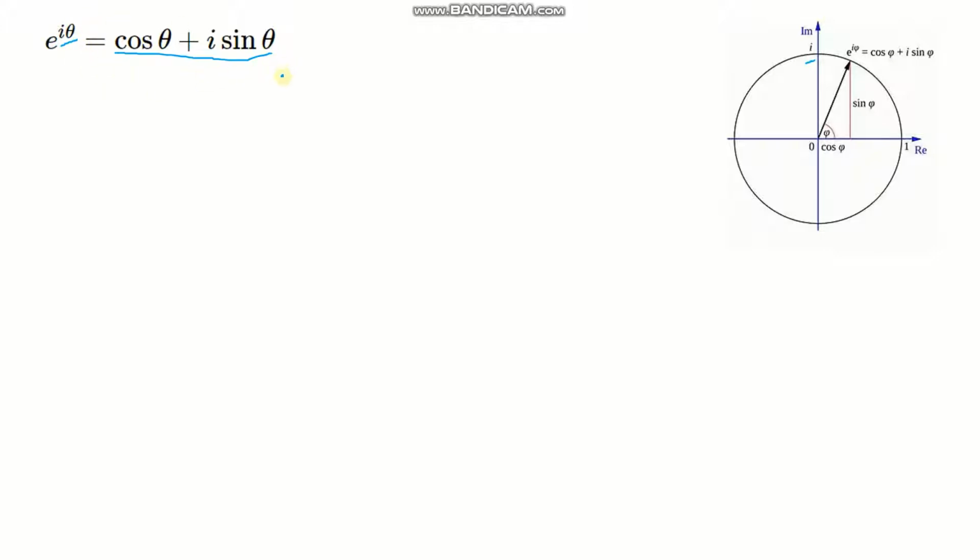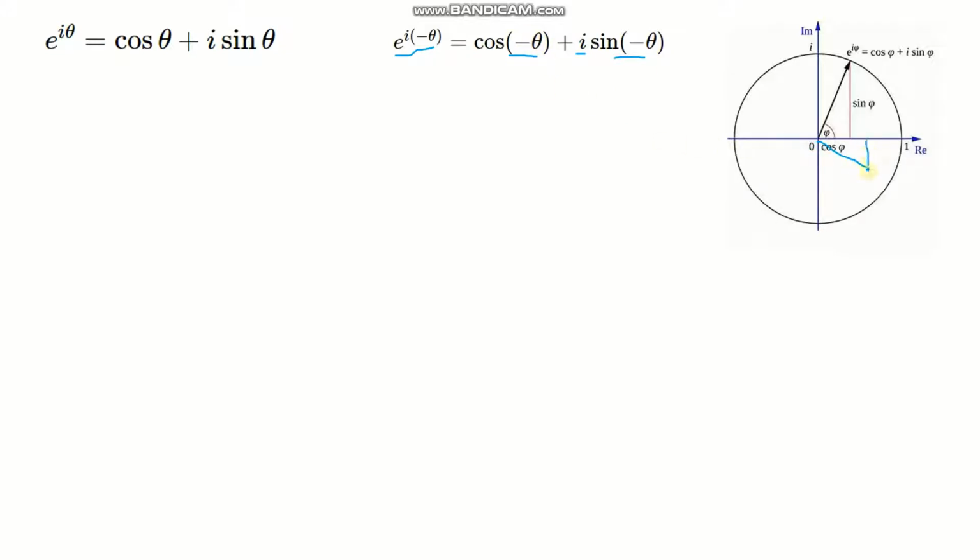This identity is one of the amazing equations in mathematics because it somehow connects the real and complex numbers in one equation. The i stands for the imaginary number, or the square root of -1. If this is an identity, then we can input negative theta also. So we have e to the i negative theta equals cosine negative theta plus i sine negative theta. Negative theta refers to the angle below the x-axis.